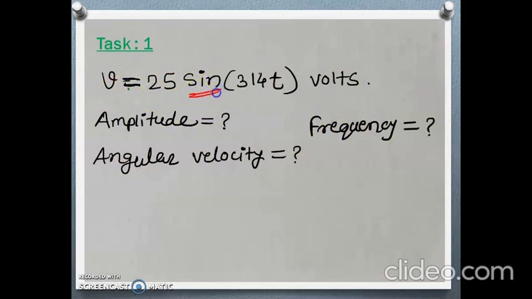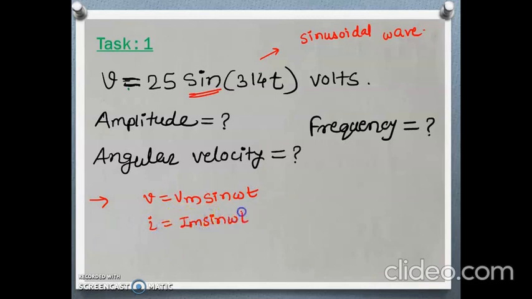How will we identify this? As the sine term is there, that means it is a sinusoidal wave, and every sinusoidal wave is represented by a standard equation. If it is a voltage, then Vm sine of omega t. If it is a current, then small i equals Im sine of omega t. These are the standard equations of AC voltage and AC current.